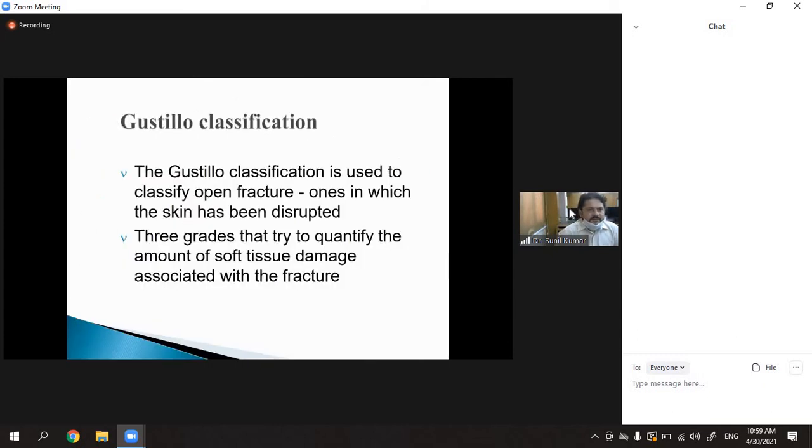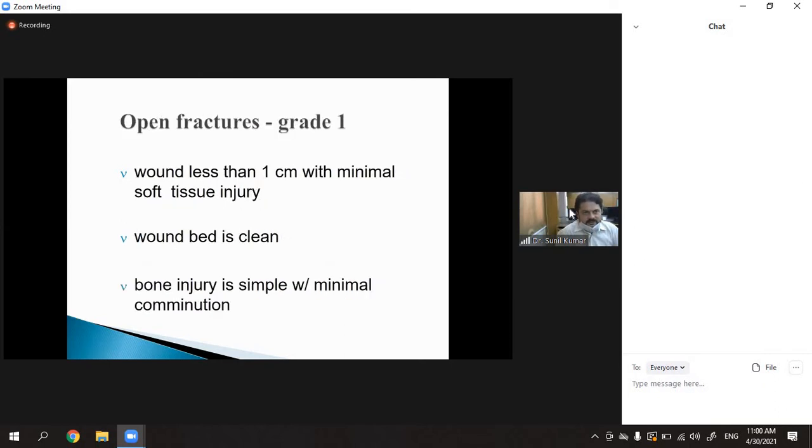The Gustilo classification. The Gustilo classification is used to classify open fractures in which the skin has been disturbed. There are 3 grades that try to quantify the amount of soft tissue damage associated with the fracture. Whenever there is an open fracture, it is when the fracture is communicating with the external environment. And we have to classify that according to the Gustilo classification. In the Gustilo classification, there are 3 grades of open fractures.